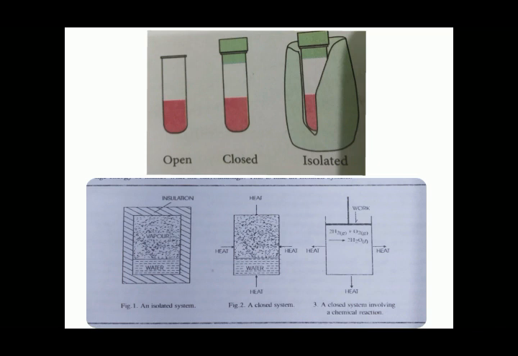Next one is the heterogeneous system. A system is said to be heterogeneous when it is not uniform throughout. For example, a solid in contact with a liquid and also two or more immiscible liquids. So these are all examples of the heterogeneous system. So these are the types of system: open system, closed system, isolated system, macroscopic system, homogeneous and heterogeneous systems.